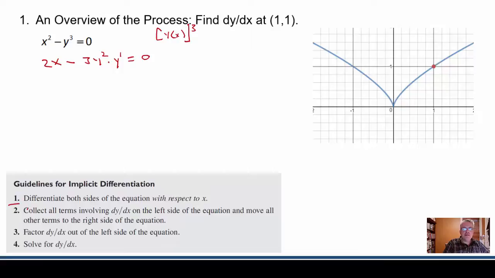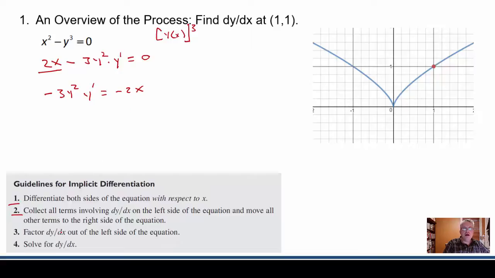The second step is to solve for y prime. We collect all the terms with dy/dx or y prime on the left side and move all the terms that don't have y prime to the right. So we want to move the term 2x to the right side by subtracting 2x from both sides. When we do that, we end up with minus 3y squared y prime equals minus 2x.